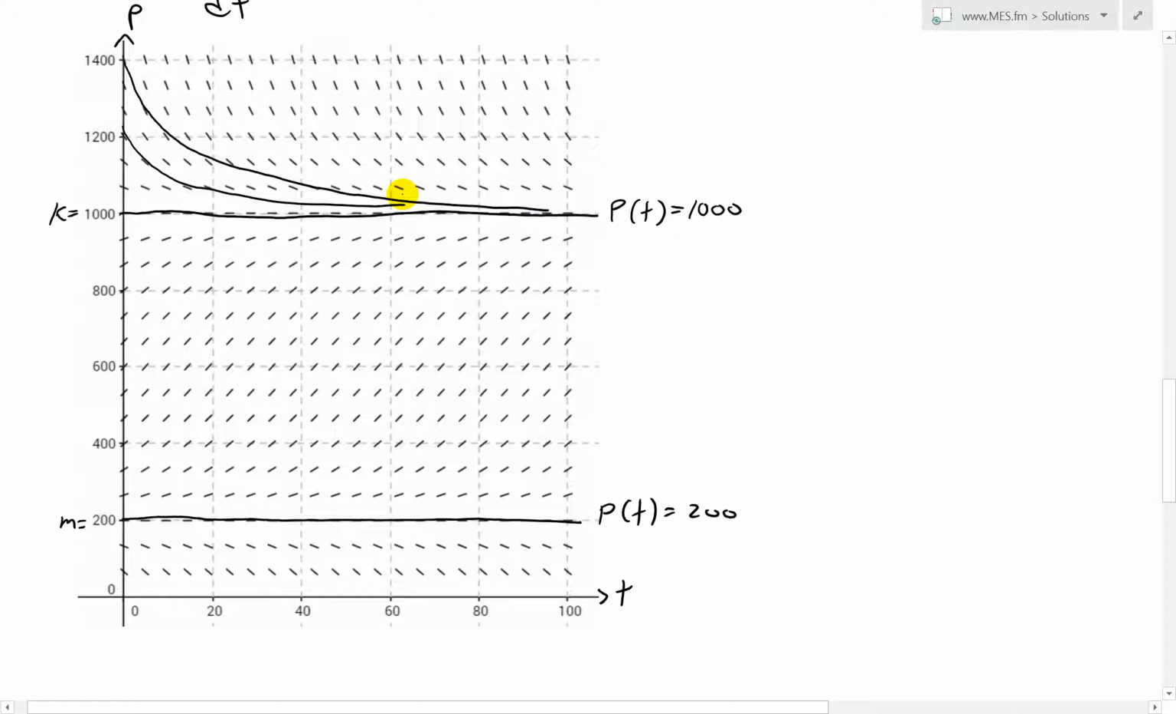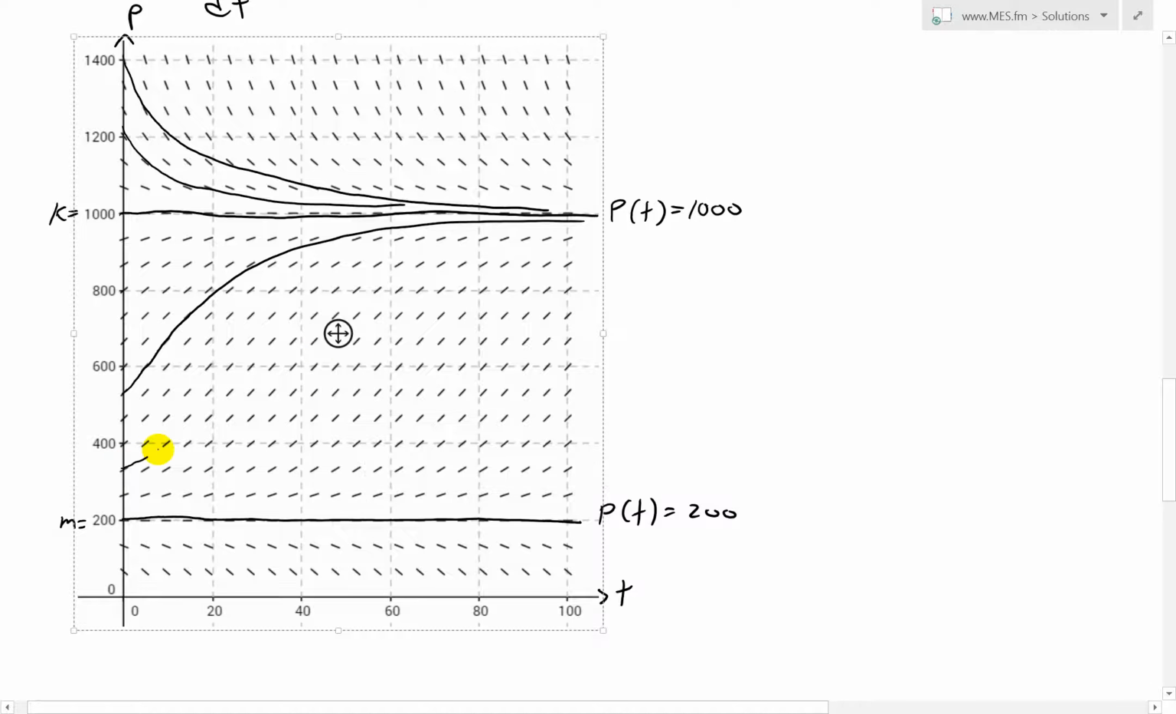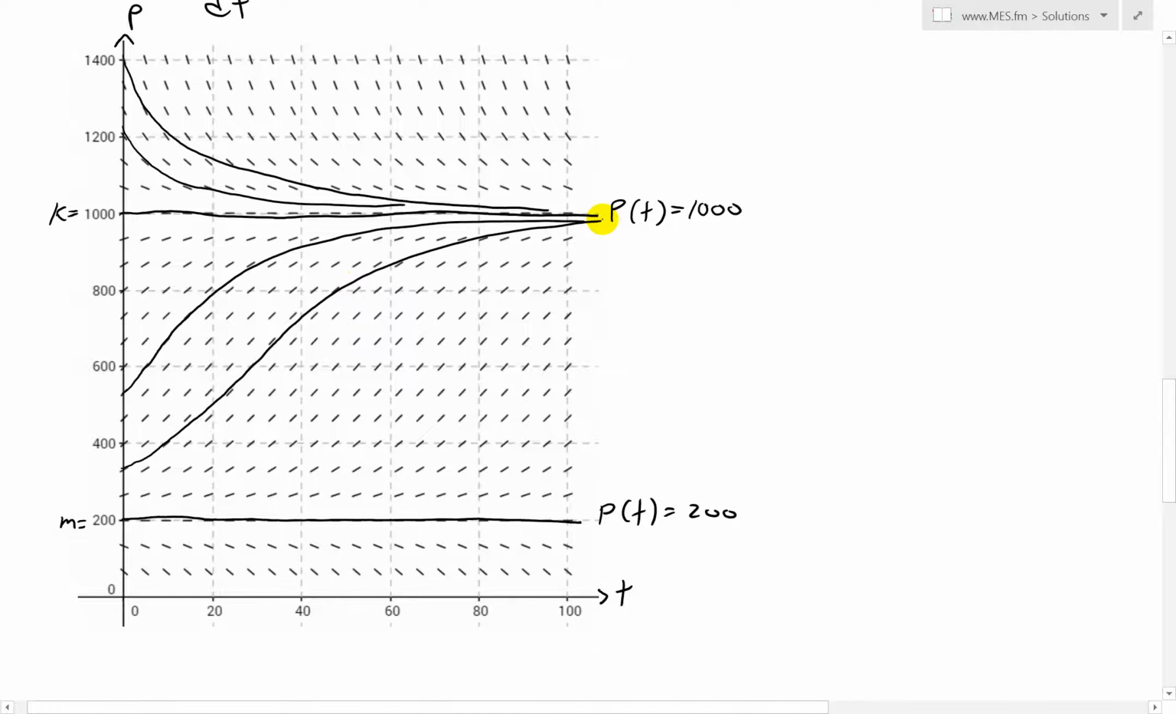If we start somewhere in between, we're going to go upwards and upwards, and then level off at the carrying capacity, because you can see the slopes are all pointing upward, or they're all positive slopes. Same thing if you go like that. Even if you start off really low, it's going to just follow along like that.